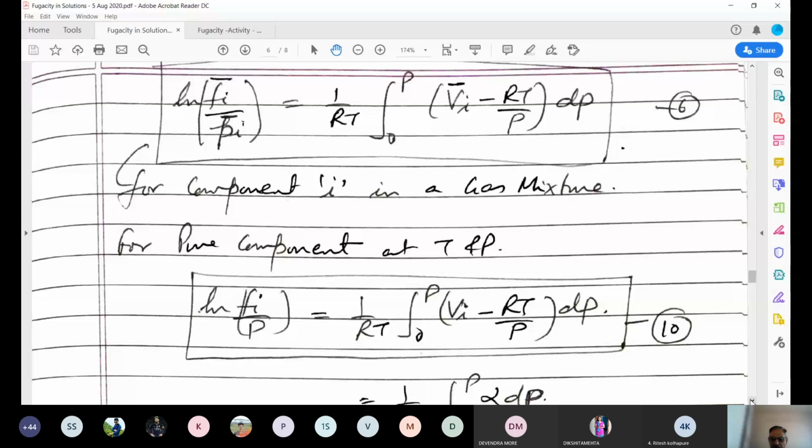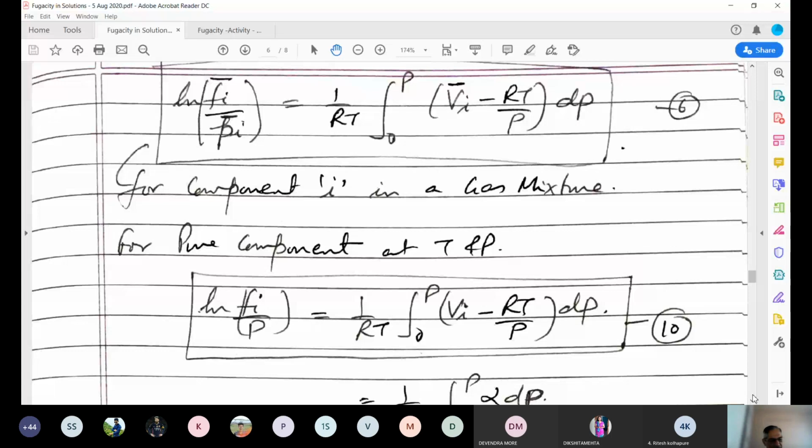Why did we not take it this way or that way? Yeah, you can take that also. But is that going to help us solve the problem? Is that going to help us find the fugacity in solution? Ultimately our goal is to first find the fugacity of pure component, and then the fugacity of solution. How will we find the solution? From pure component.